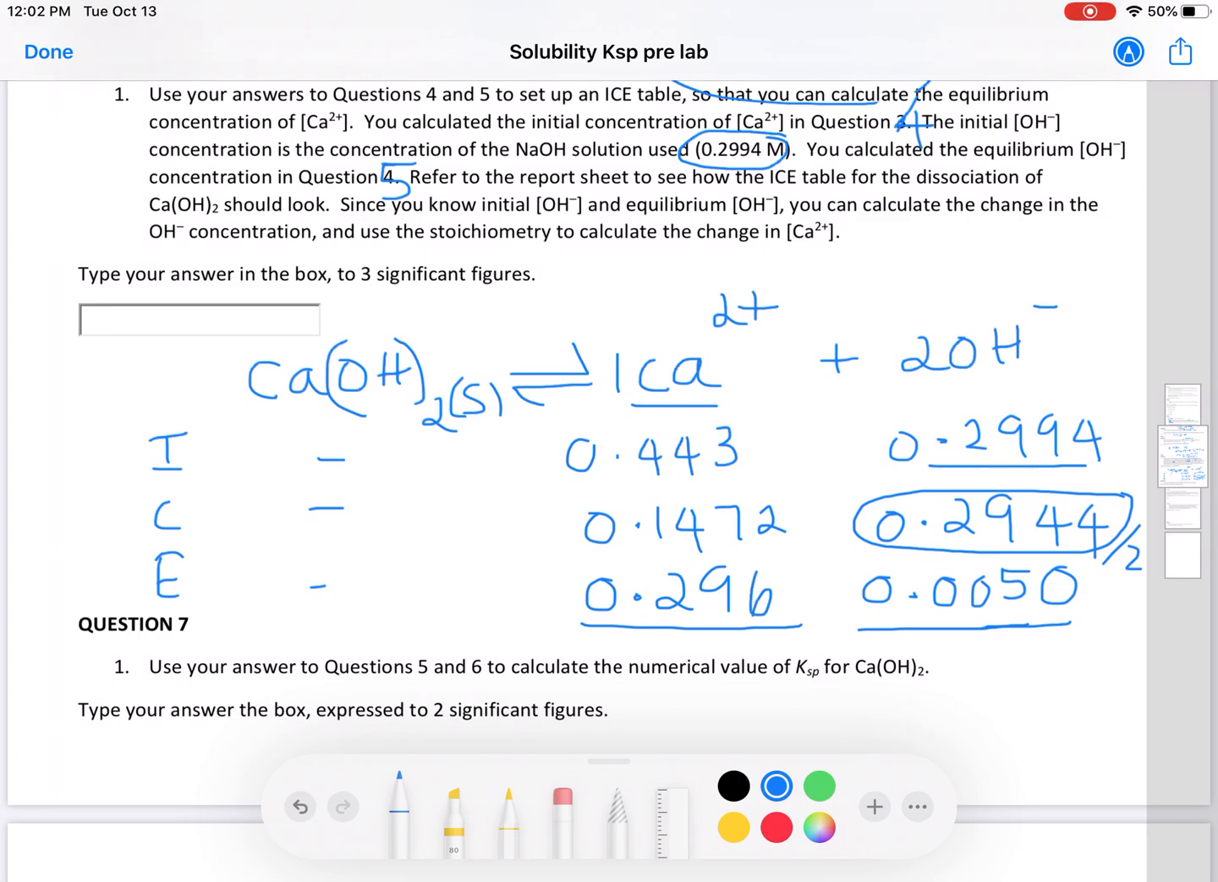Now you found the equilibrium concentration of calcium ions and the equilibrium concentration of hydroxide ions. Now the question is asking, calculate the equilibrium concentration of calcium hydroxide. So the equilibrium concentration of calcium hydroxide is going to be 0.296.